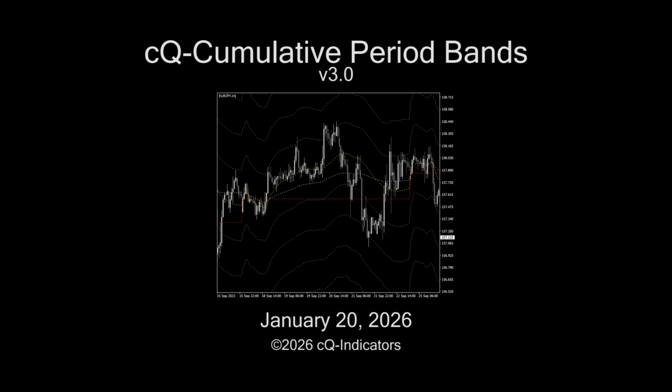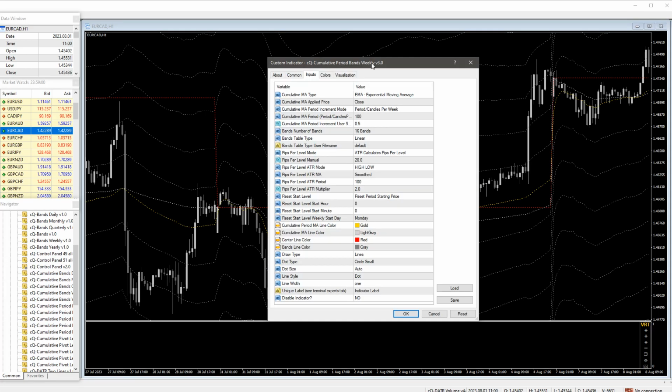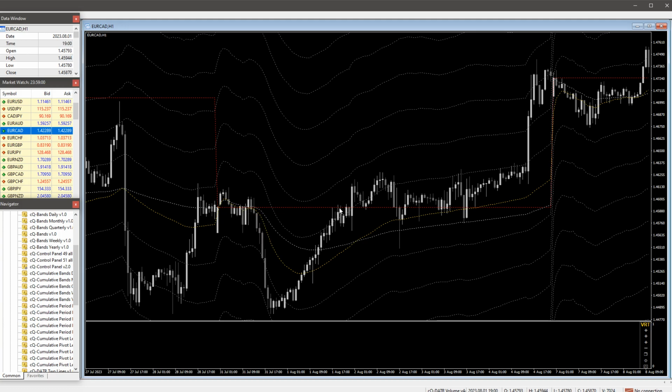This video is going to be about the cQ Cumulative Period Indicators, version 3.0. This one is the weekly, and it can be used for finding entries, exits, stops, and general support and resistance levels. This one uses a cumulative period, meaning that when the indicator starts out, it starts out at 1, the next candle will be a 2, the next candle period will be a 3, and so forth.